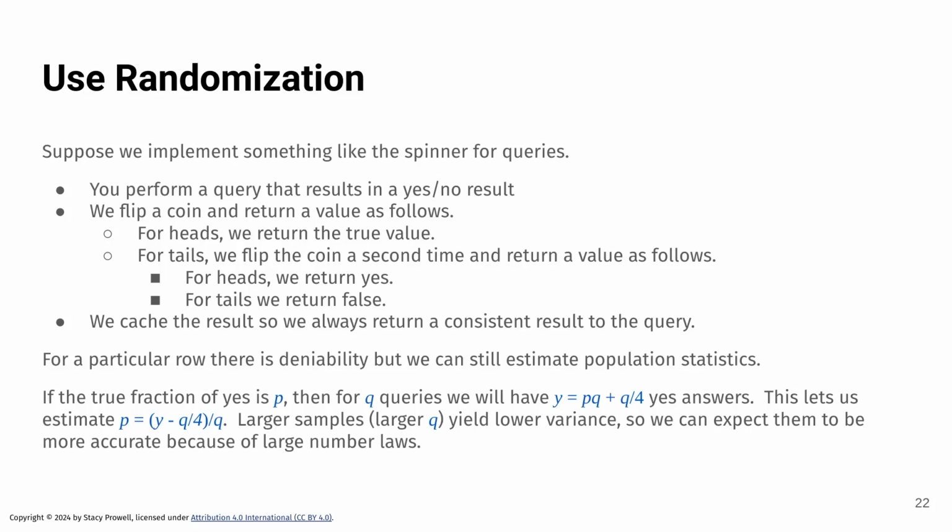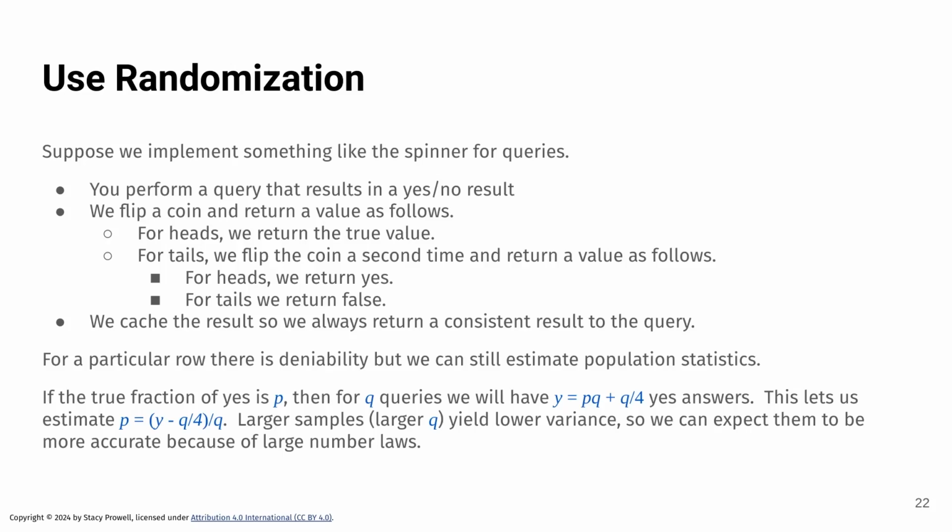We flip the coin, it's heads, we tell the truth, the true fraction of that is p. So for a total of q queries, we expect to have pq yeses come from that section. But we also expect about a fourth of the queries, so q over 4, to land in the place where we always say yes. And so the total yeses we'll get would be pq plus q over 4.